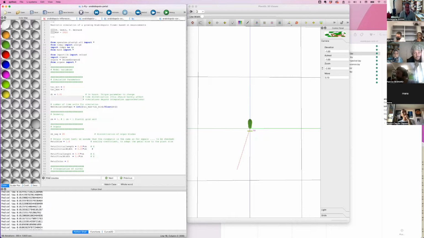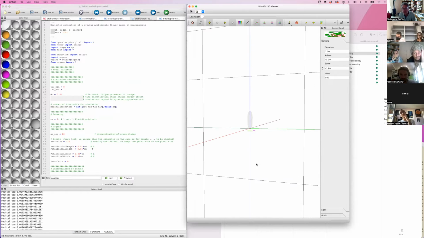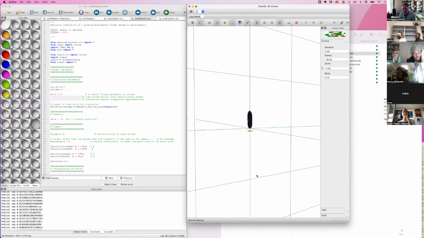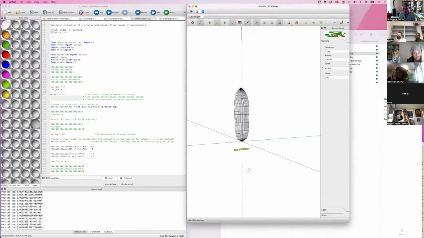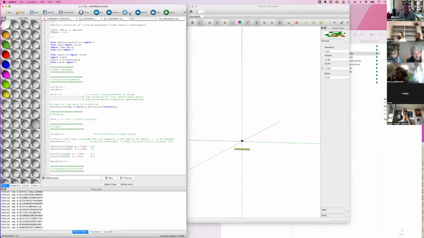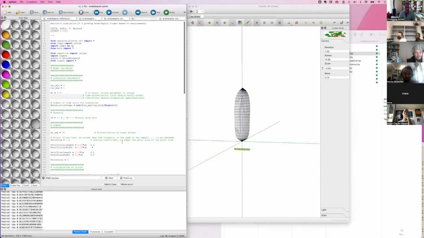So for petal would be this. So it's more whitish, but I can put the... Okay, so this would be the petal again. Okay, and now all the ratios between the length, the width, etc., are all controlled to be in agreement with the measurements in the field.